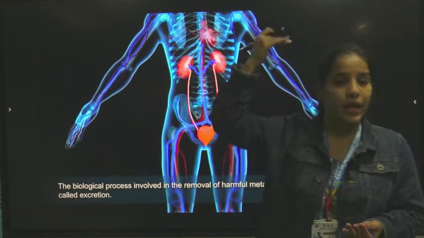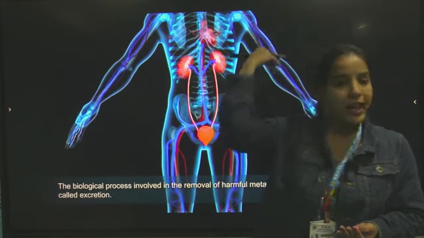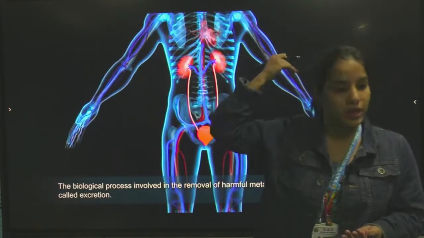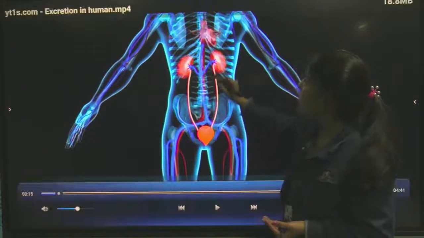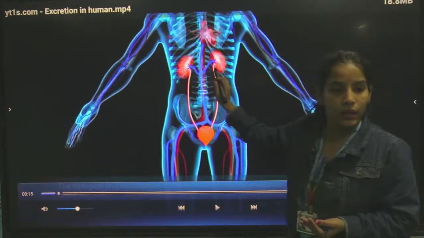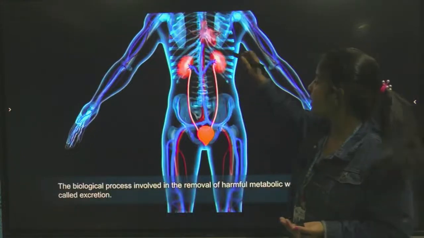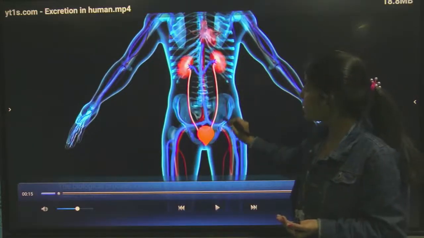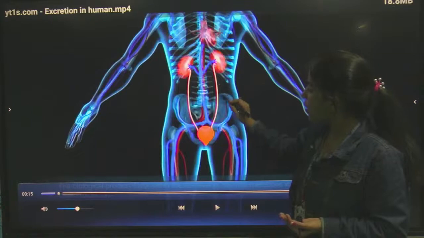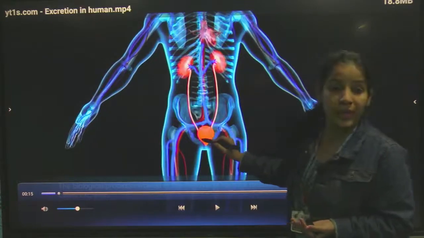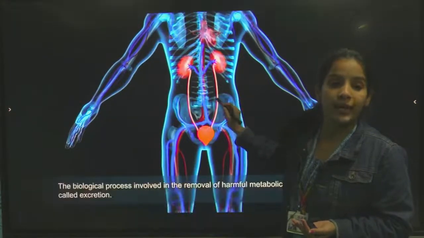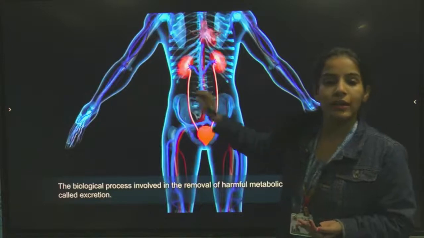Now, if we see the structure, beta, the kidney is present at the back side, ठीक है? At both sides of your backbone. So this is your backbone. This is a kidney. Two kidneys are there, left kidney and right kidney. Then this structure which connects the kidney to the urinary bladder is called the ureter. ठीक है? That is also left and right.